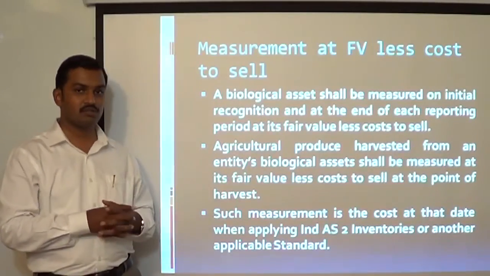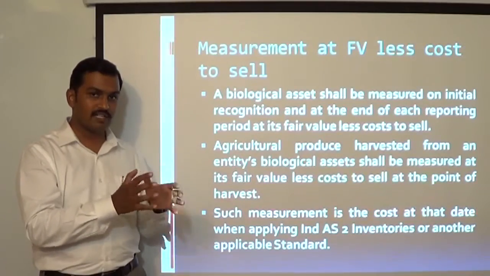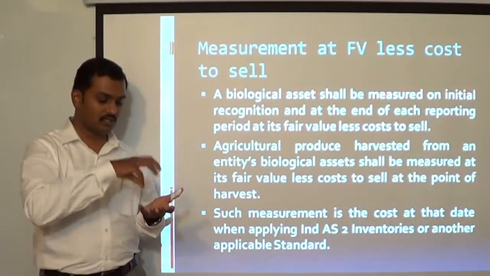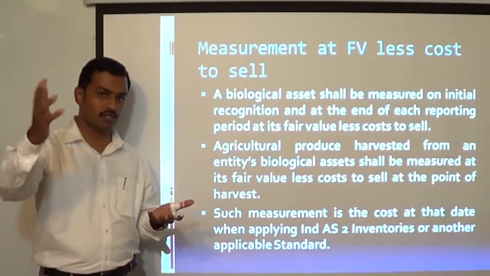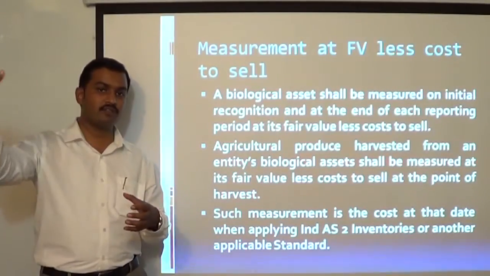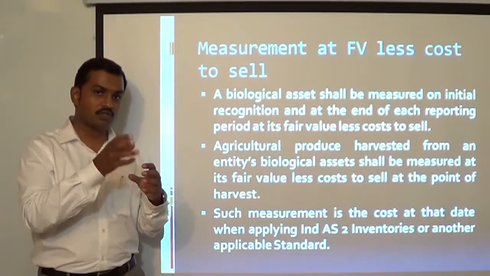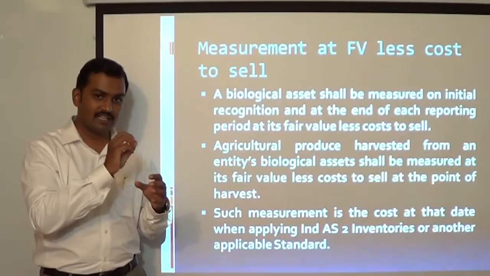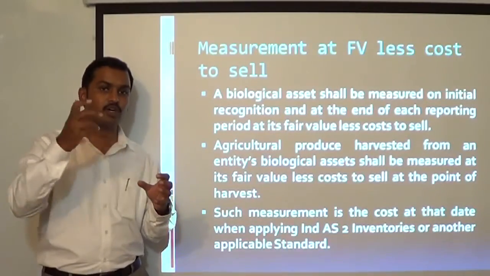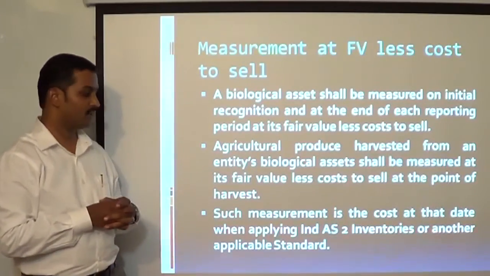Such measurement is the cost at the date when applying IND AS to inventories or another applicable standard. In our earlier lectures we also discussed, when you extract latex from the rubber tree, the stock of latex is measured at fair value less cost to sell. This will become cost for the future. That means when latex is used as raw material for manufacture of rubber, the fair value less cost to sell for latex, which was decided at the point of extraction, will become the cost of raw material consumed for production of rubber.